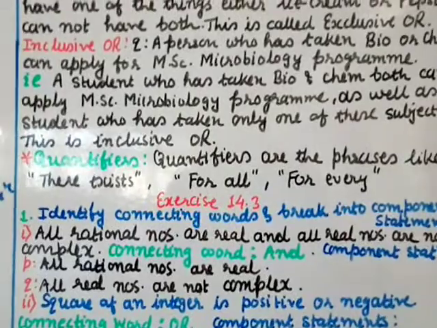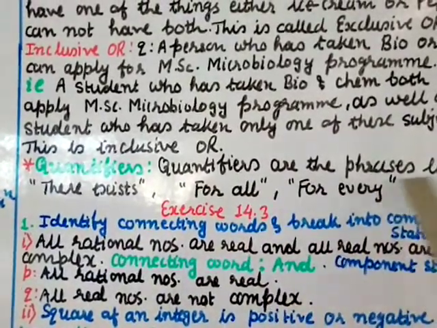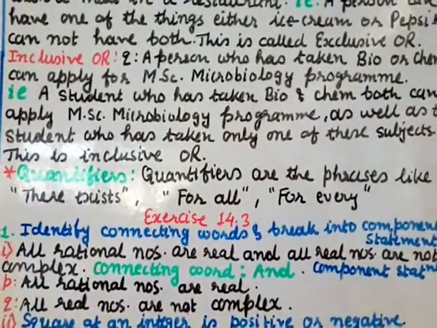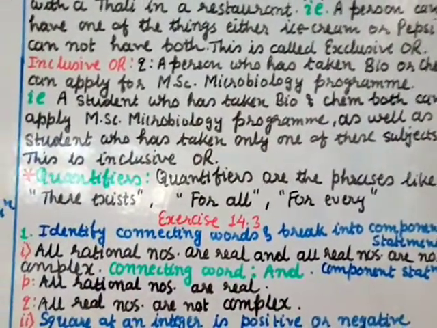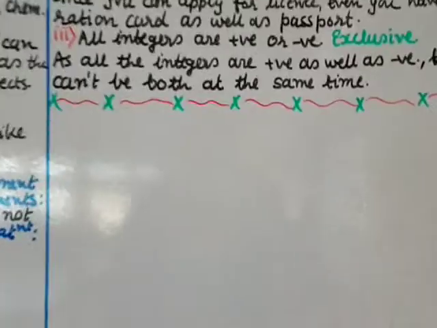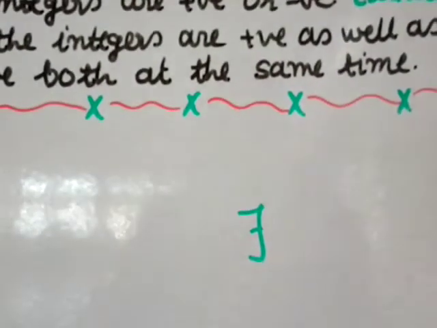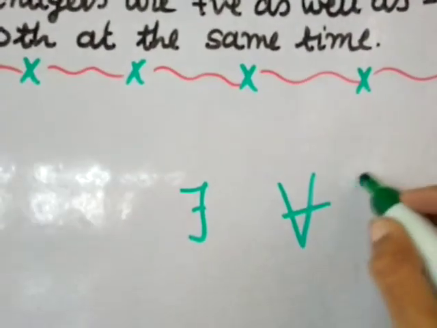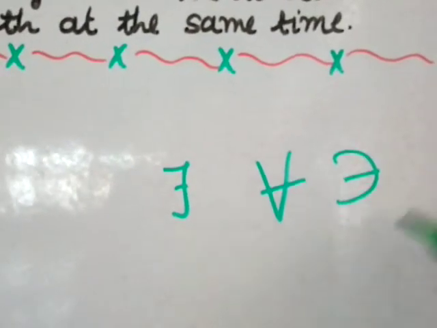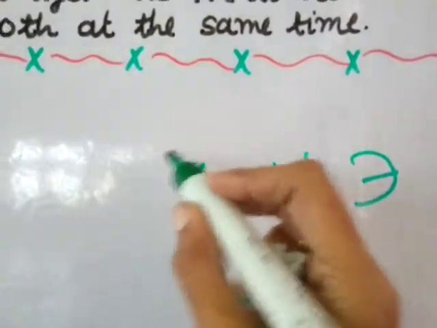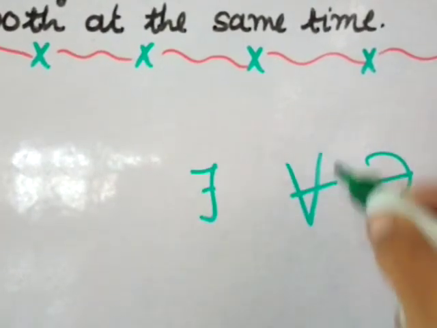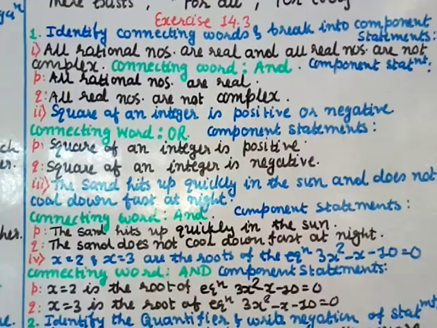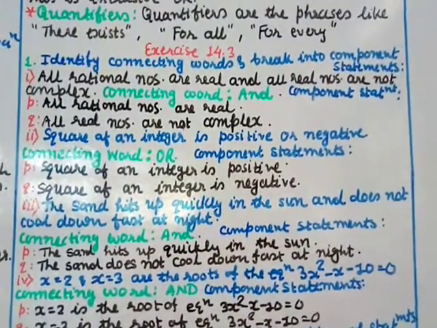Next we have quantifiers. Quantifiers are phrases like there exists, for all, for every. For all and for every mean almost the same. And for there exists, we use this symbol, and for every we use this one. These are simple. Also we use this symbol, which is called such as or such that. This is for there exists, this is for all or for every, and this is for such that or such as. With this we can start exercise 14.3.